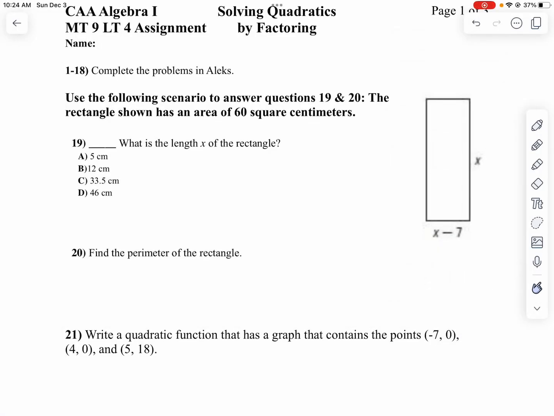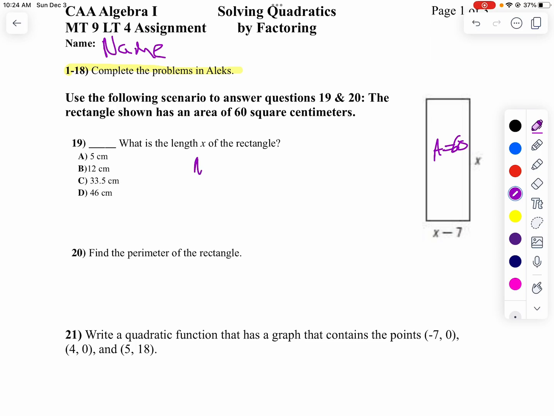Hello. In this review of your assignment, don't forget to put your name on the assignment. And then also make sure you do the 18 questions on Alex either before or after you do the paper assignment. Now, question number 19, we have this rectangle and we're told the area is 60.